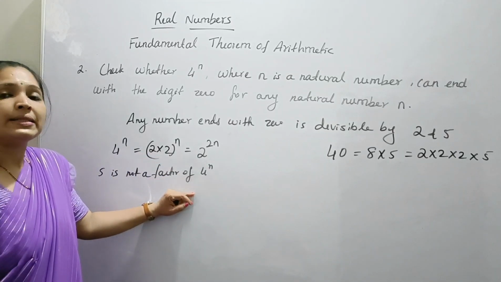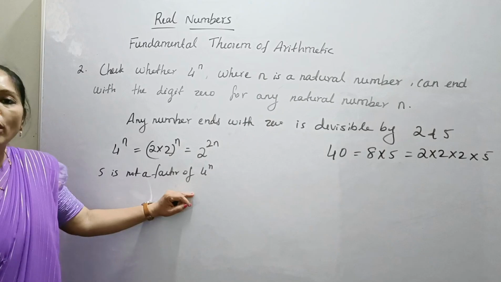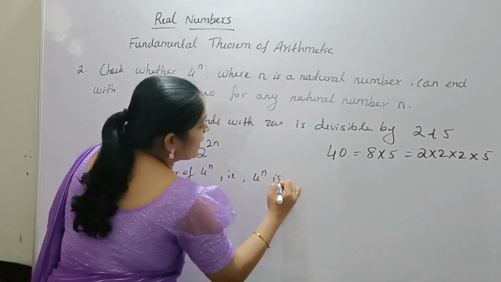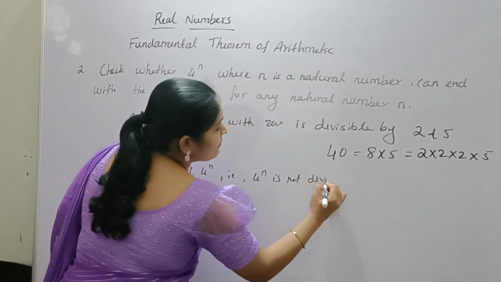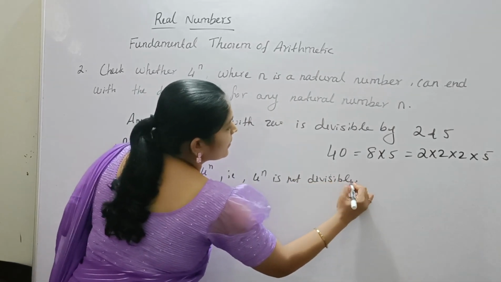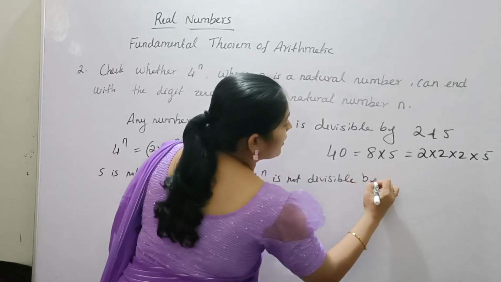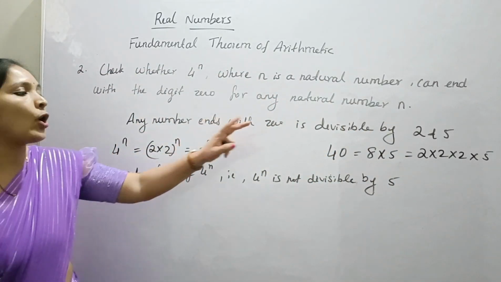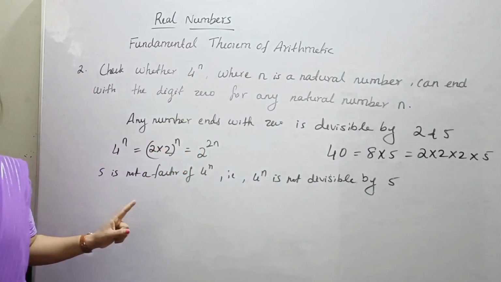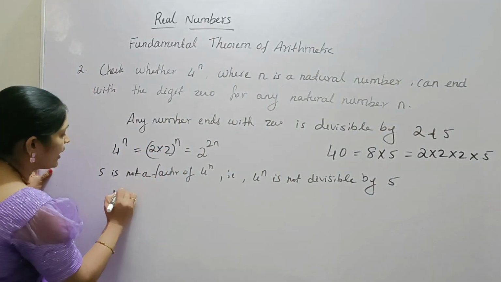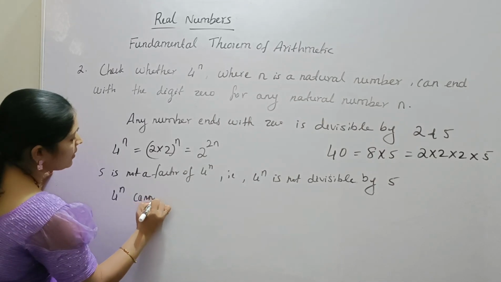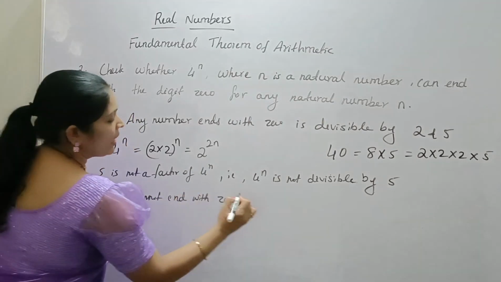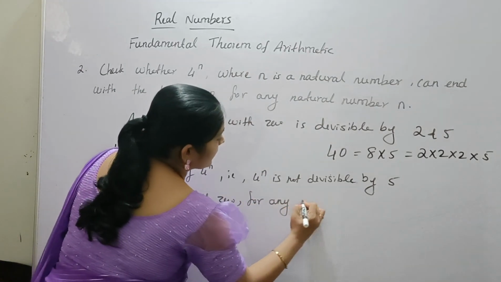What does it mean? That is, 4 raised to n is not divisible by 5. It is divisible by 2 but not 5. Okay. Therefore, here we can say 4 raised to n cannot end with 0 for any natural number n.